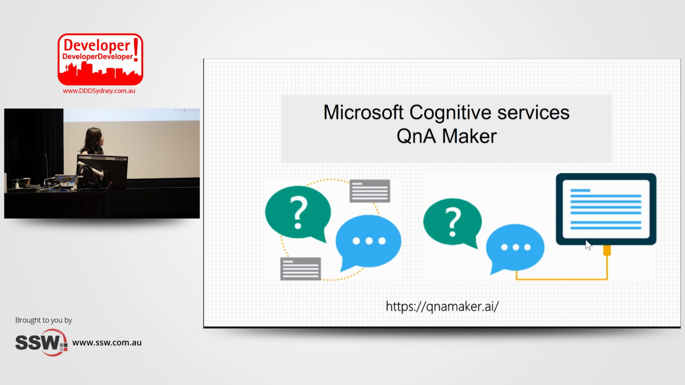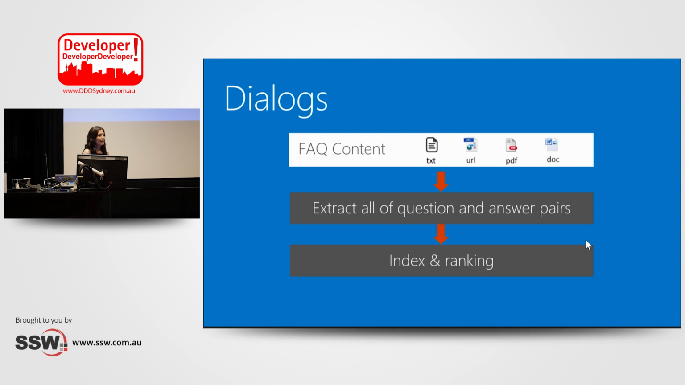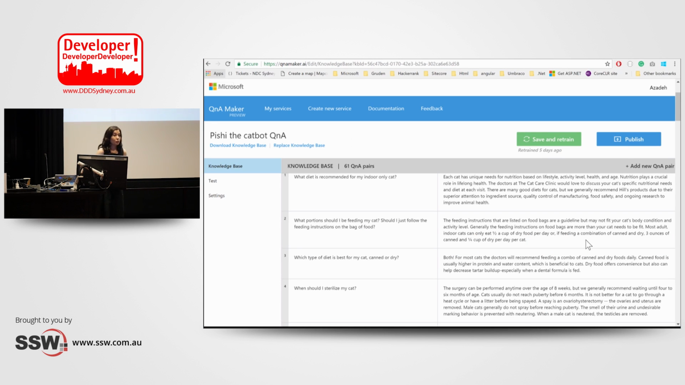For creating a knowledge base, I use QnA Maker. QnA Maker is a cool tool to create a database with questions and answers. Basically, what you need to do is provide a link to an FAQ page or a text file that has questions and answers, and it extracts all of the question and answer pairs and indexes them. QnA Maker uses fuzzy logic to return the best match of the question.